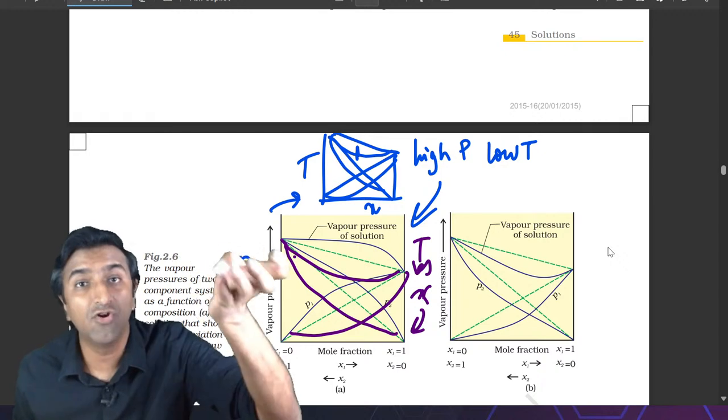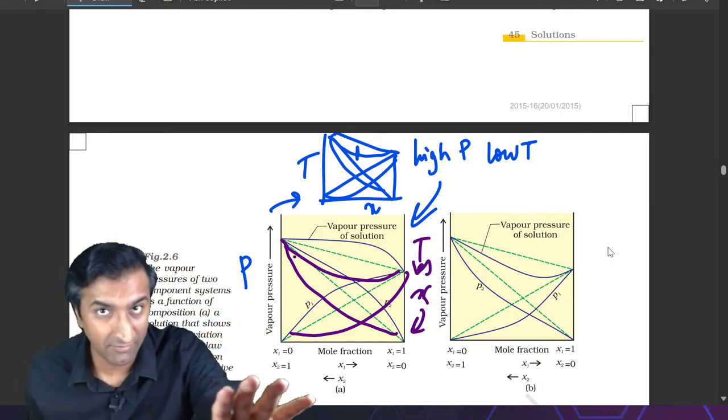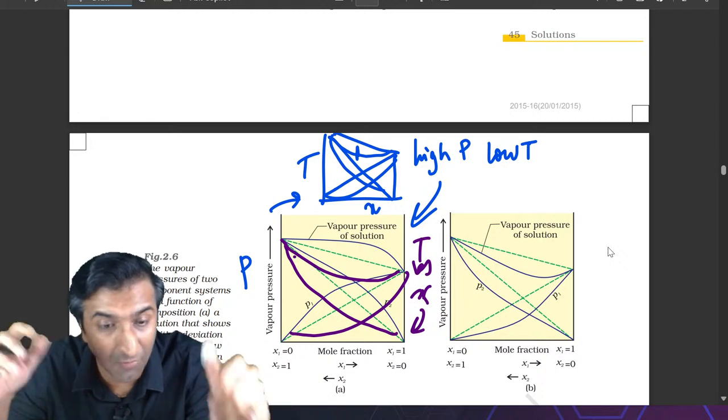If it's more volatile, it's going to have a lower boiling point. Samajh mein aaya? Any doubts so far? Anything that's bugging you, you want me to explain, I can do that.